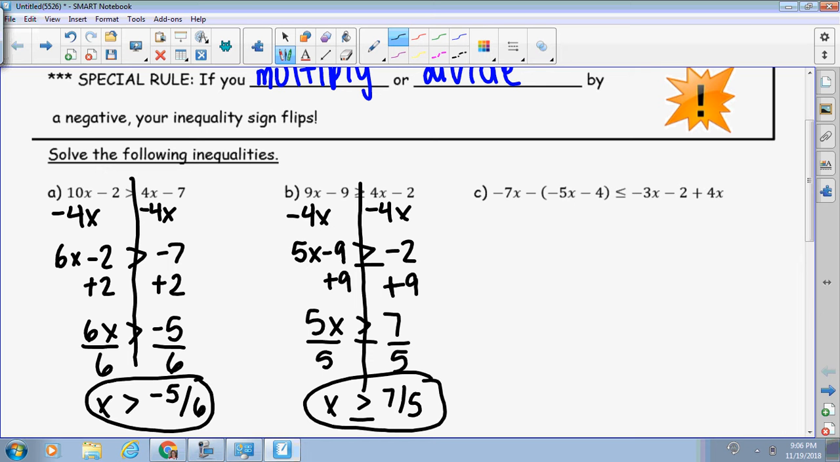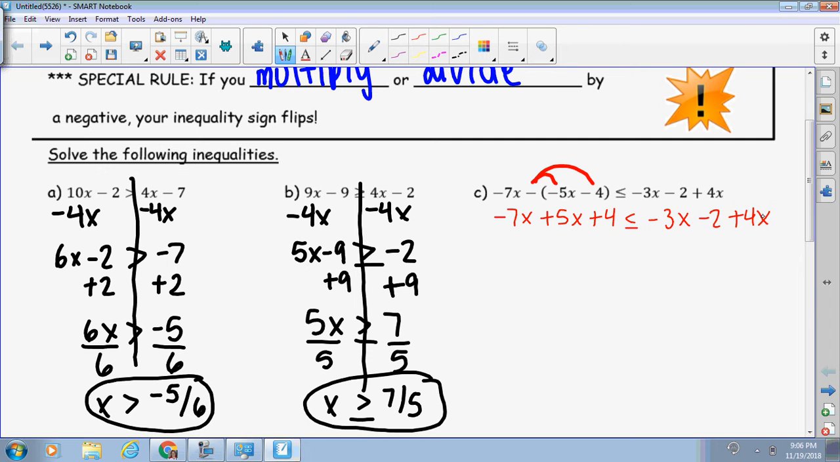All right, C looks like a really hard problem. So let's start with the parentheses. I'm going to make my pen a bit thinner so I can fit it. So remember that negative sign, that's just a negative 1. So I have negative 7x, negative 1 times negative 5, plus 5x plus 4 is less than or equal to negative 3x minus 2 plus 4x.